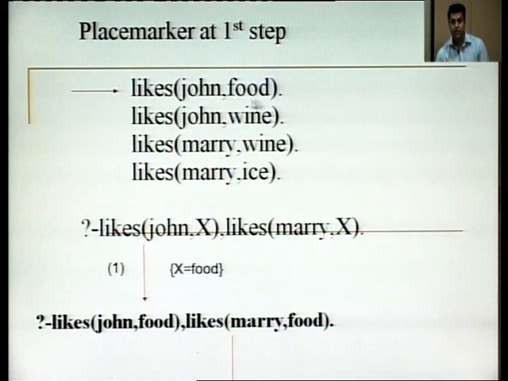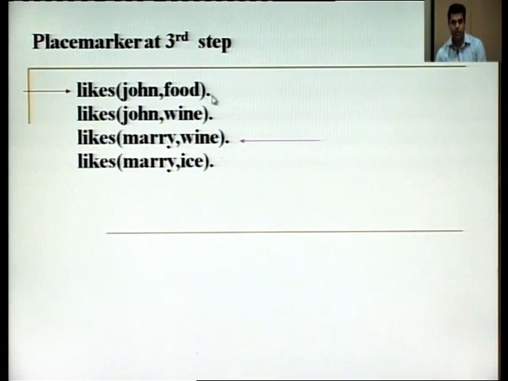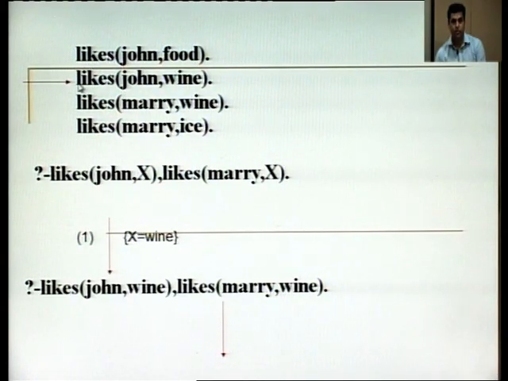The variable X is instantiated to food. That's why X is equal to food. It means likes(John, food), and the same variable X over here is likes(Mary, food). So, it succeeds. Let us see whether it is present in the facts or not. No, it is not present. Mary wine, Mary ice. No, it is not present. So, what will happen? It will backtrack to another value of X.